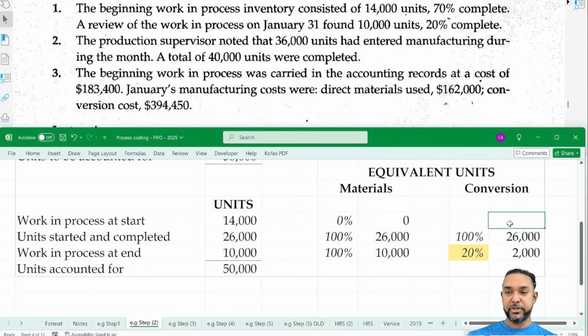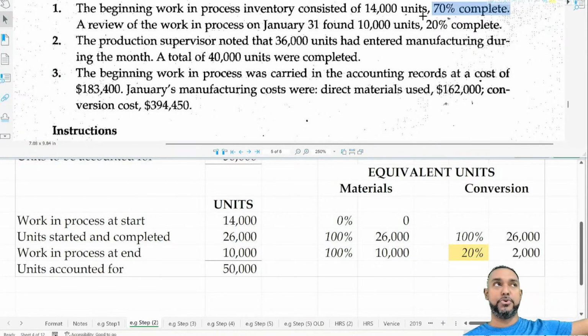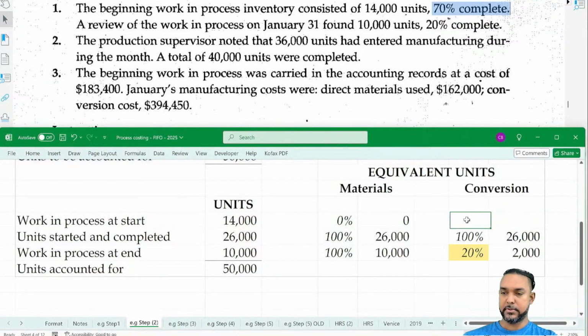Now, for the conversion, 70% of the work on the units was completed in the previous period. So if 70% of the work on the units was completed in the previous period, and then the units were brought forward to be completed, to be 100% complete from 70%, we need how much more percent? 30%. So this here is 30%.